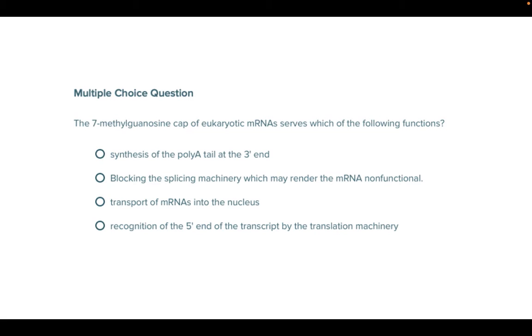So the 7-methylguanosine cap of eukaryotic mRNA serves which of the following functions? And it is recognition of the 5' end of the transcript by the translation machinery. That way it knows how to enter the ribosome.